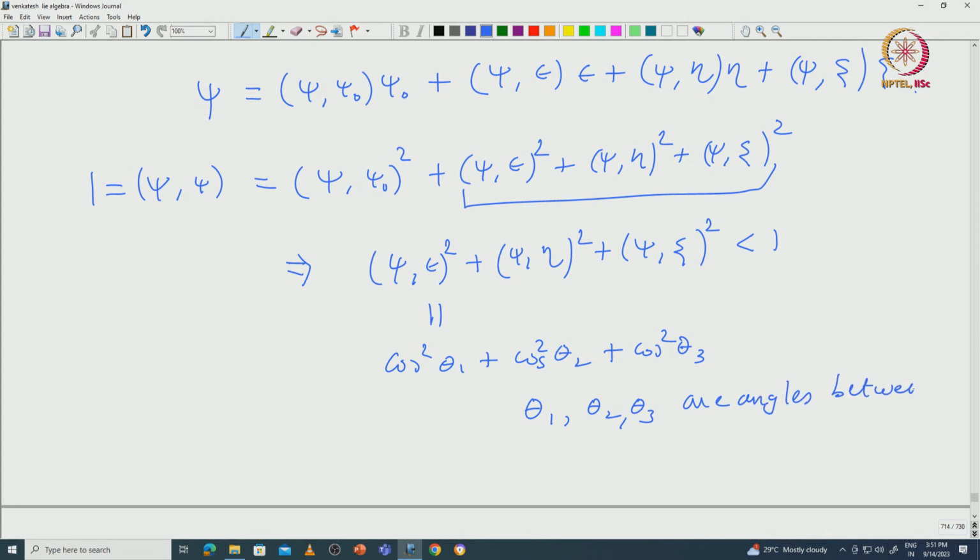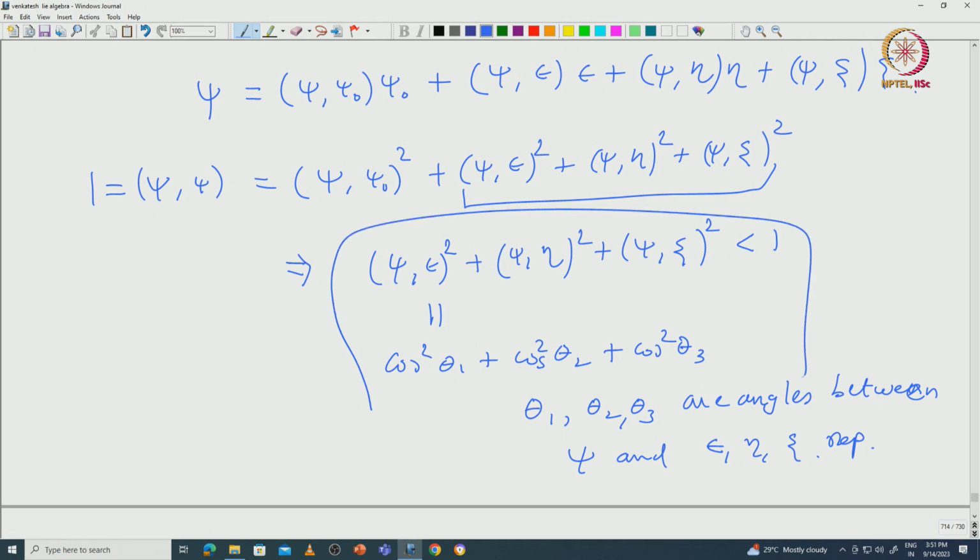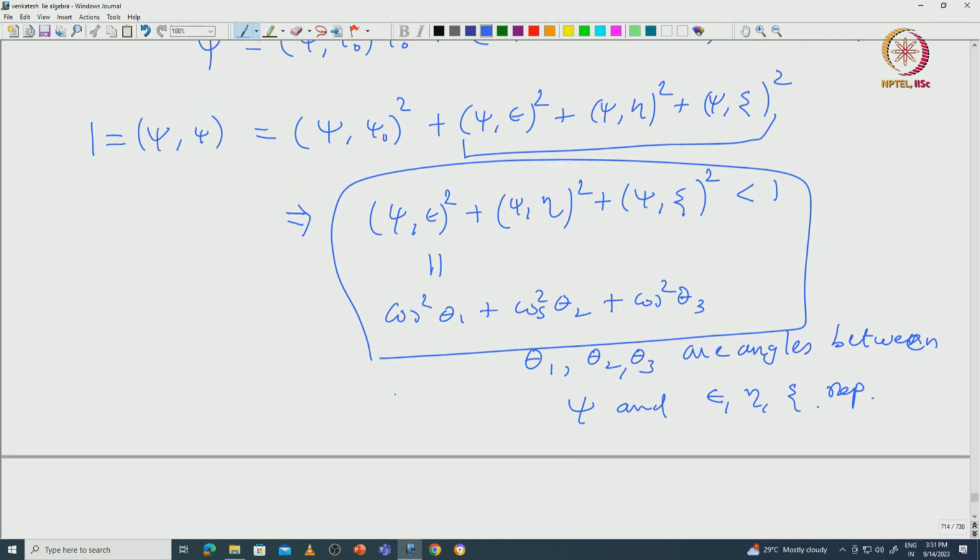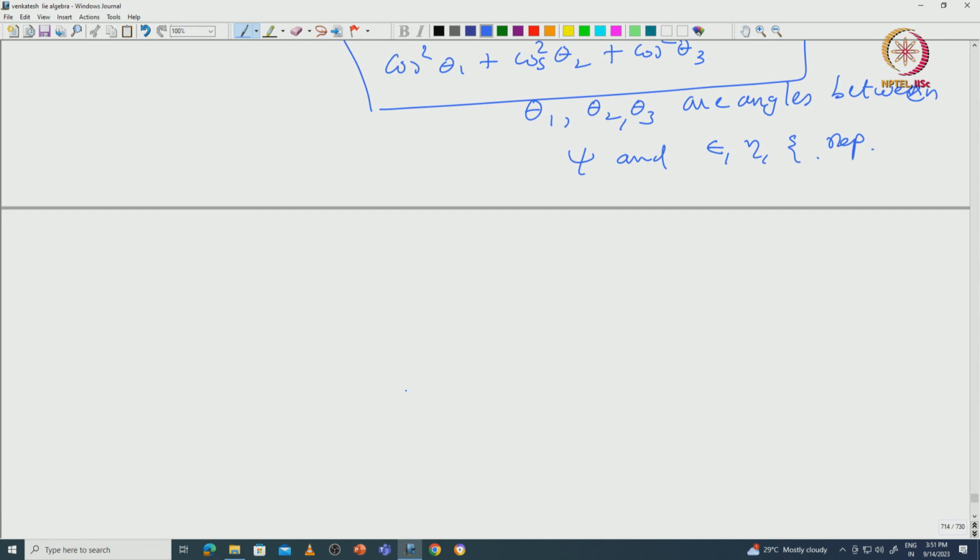between xi and epsilon, eta, xi respectively. So, this geometric constraint is something one can use and then conclude what we want. Okay. So, I will leave all the calculations. You can check whatever I am claiming.